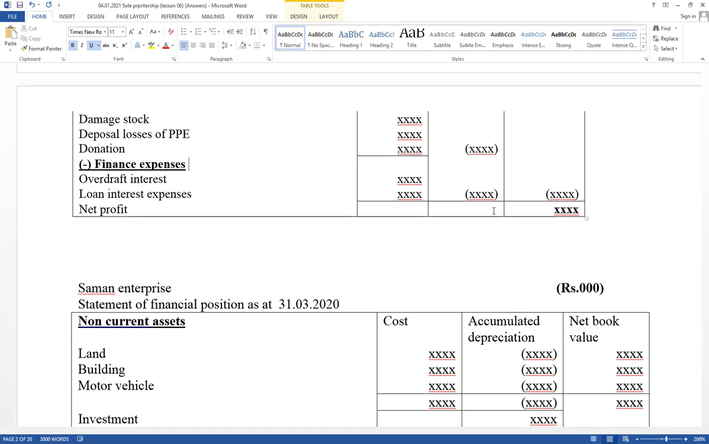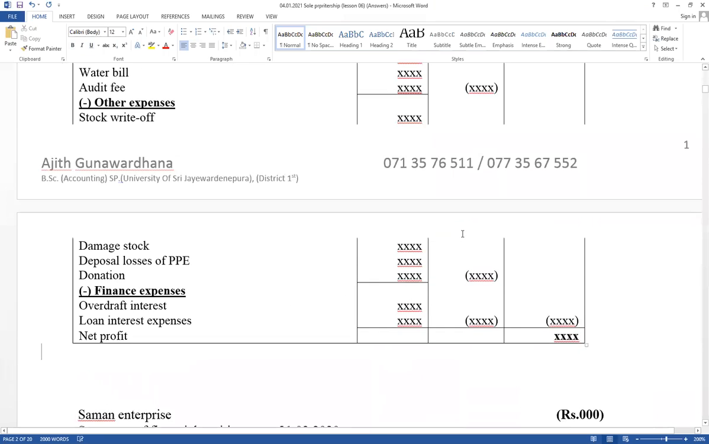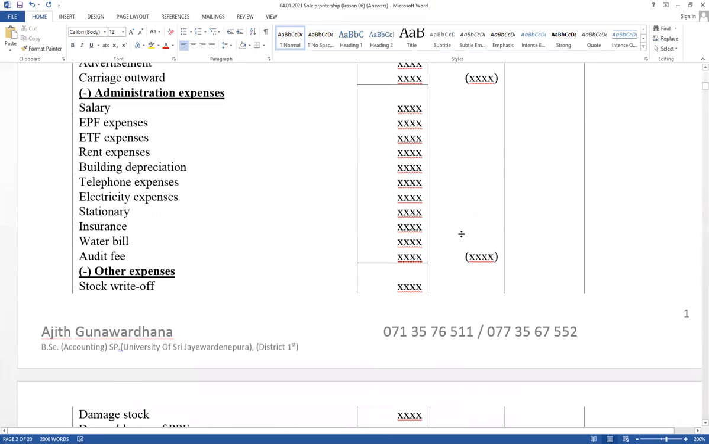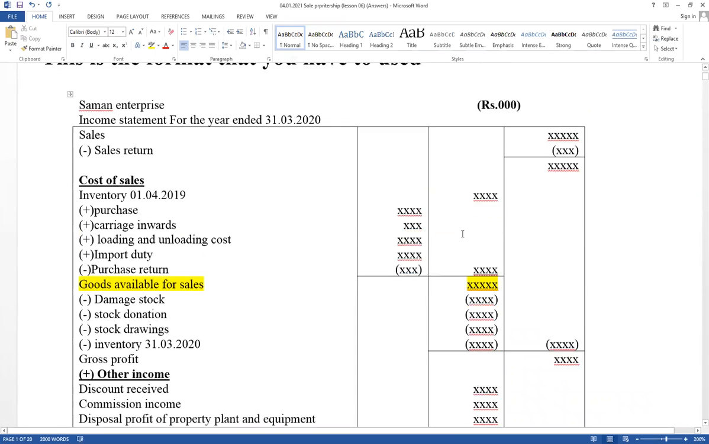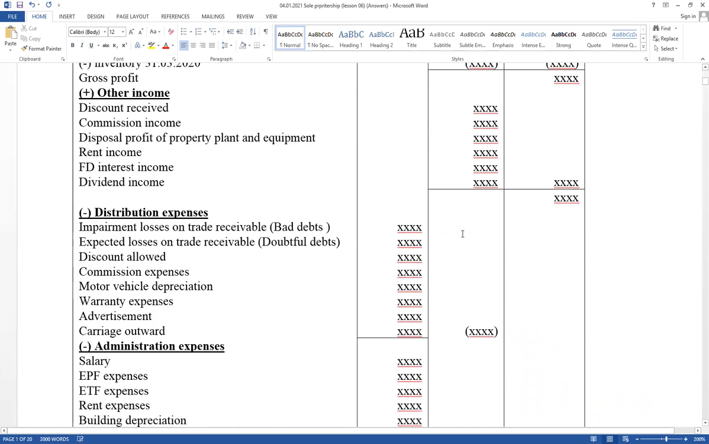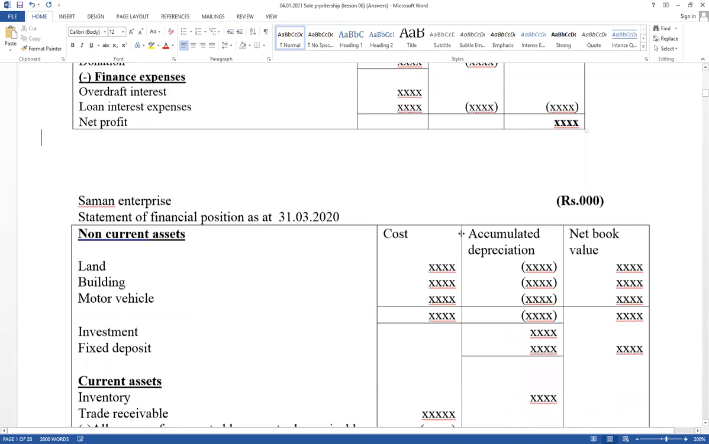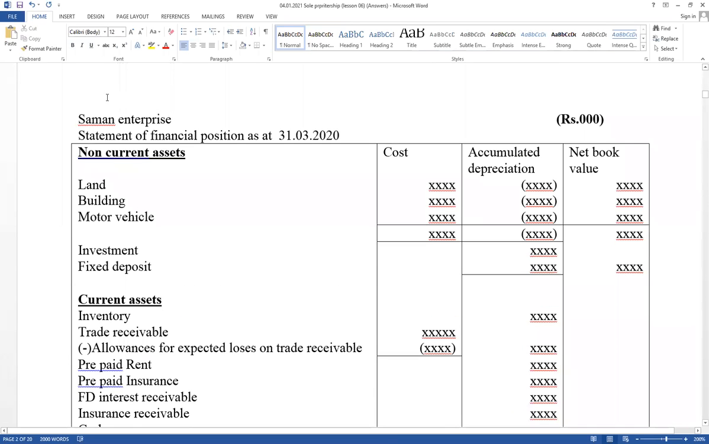In accounting, we are going to provide information. How to provide information? By preparing financial statements. Therefore, you have to know how to prepare financial statements. As a financial statement, we have to prepare the income statement. This is the format for the income statement. After that, financial position. This is a format for financial position.